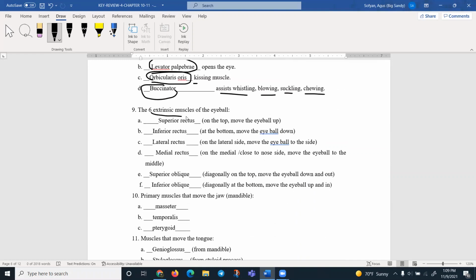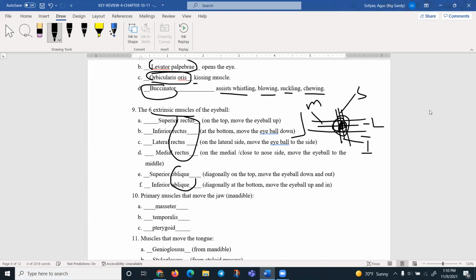There are 6 extrinsic muscles. There are 4 rectus, straight muscles. On the top is called the superior rectus, at the bottom is inferior rectus. Let's say this is the eyeball in the middle over here, and let's say this is the nose, then this one is going to be medial rectus, this is going to be lateral rectus. This is superior, inferior rectus. So these are the 4 rectus muscles. There are 2 oblique. Oblique means diagonal muscle.